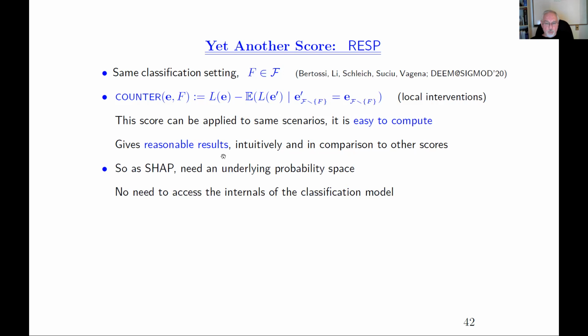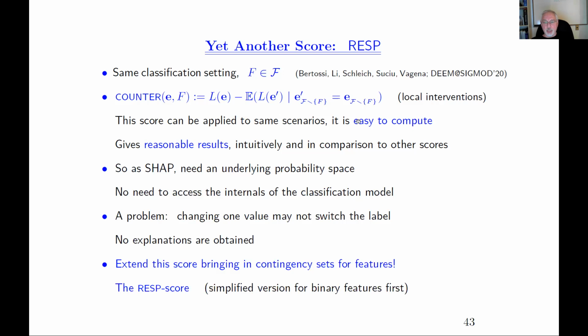But well, again, we have an expected value here, so that requires having an underlying probability space. There is no need to access the internals of the classification model. It can be applied with a black box model. That was the first idea. That's what we wanted to do.